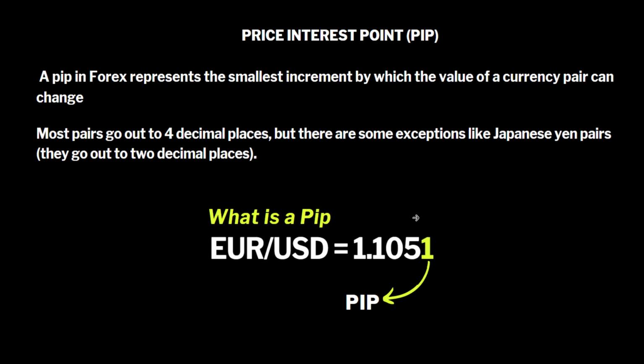But there are some exceptions to this, such as the Japanese yen and gold. They have 2 decimal places, and we're going to talk about that. And if you look at your MetaTrader 4 or MetaTrader 5 or even TradingView, depending on what platform you're using for trading, you will see some brokers will actually give you up to 5 decimal places. I'm going to show you what that means subsequently.